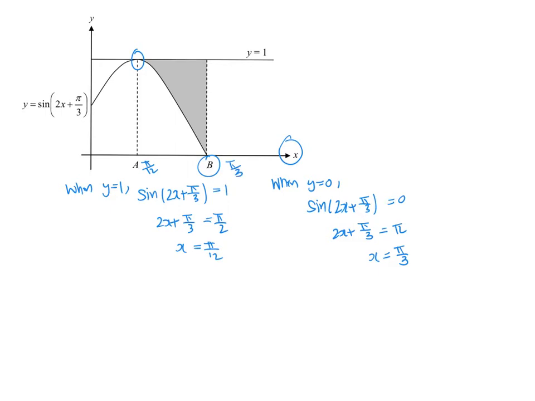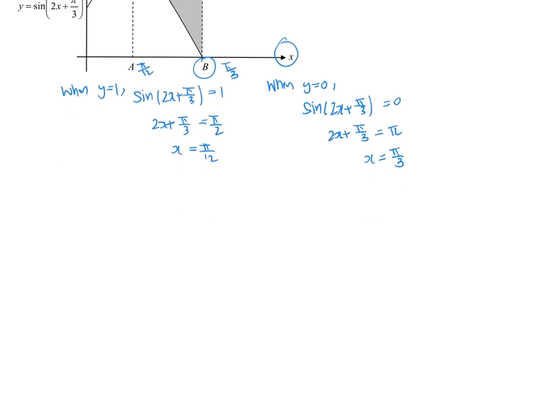Some of you might be wondering, when sine of whatever is 0, the first angle is 0. But if you let the angle be 0 here, you see that x will become a negative value, which is not what we want for our question. So having these 2 values now, let's find our required area.